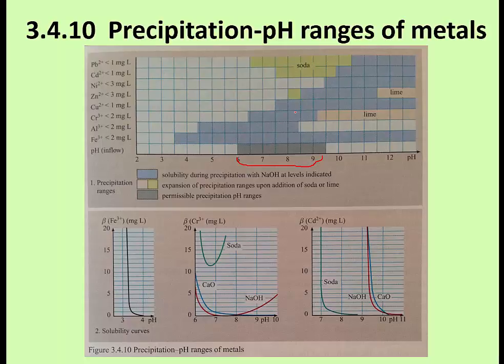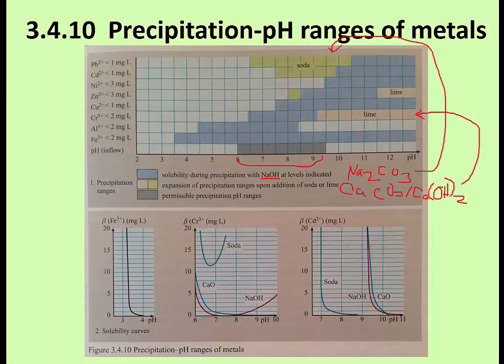There are 3 things that tend to be used for precipitation. One thing is sodium hydroxide. Another is sodium carbonate, Na2CO3. And this is also known as soda. Okay, so that's what soda is. And then the other one is lime. Okay, we see this one here. Lime is calcium carbonate and or calcium hydroxide. Okay, so that's the lime right there.